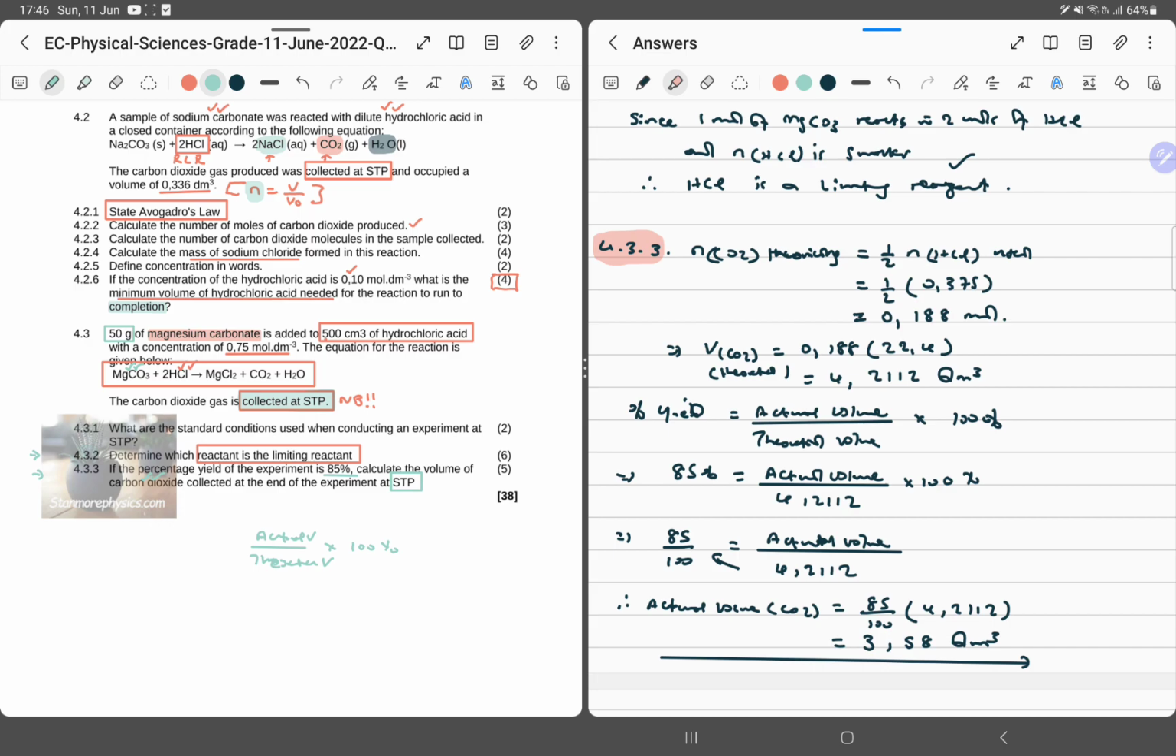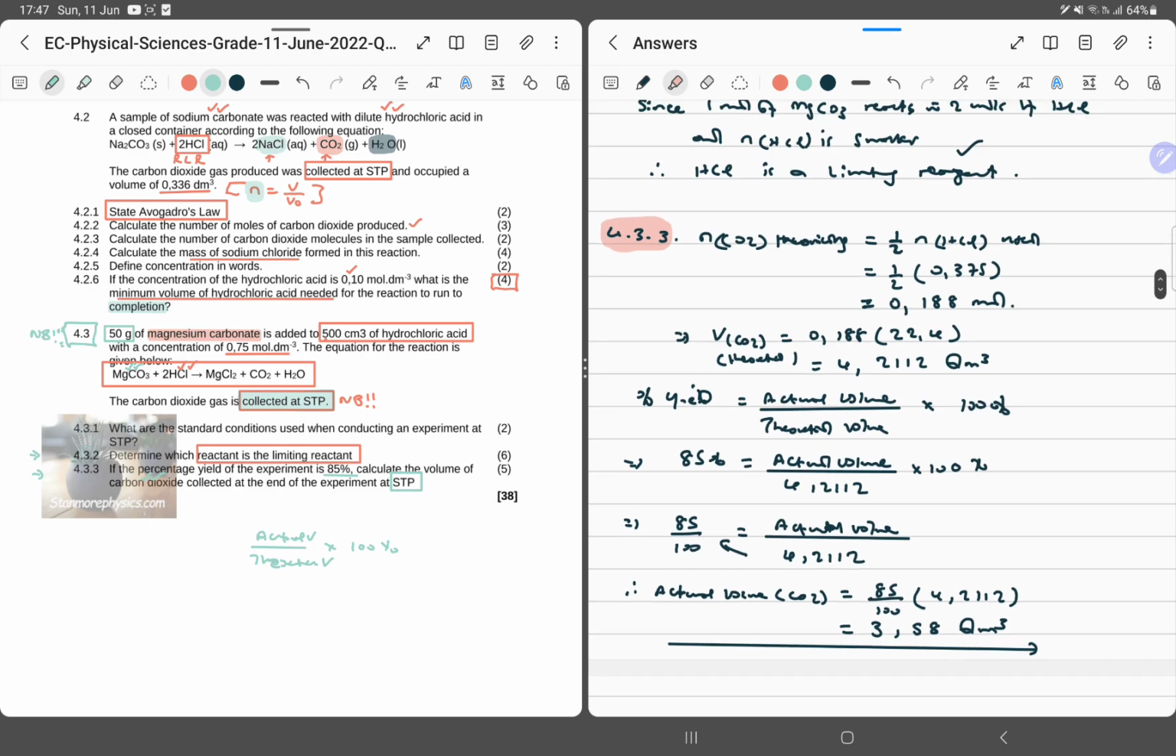For you, question 4.3, it's N and B, a nota bene. Please practice questions along these lines, where you're going to decide which one is the limiting reagent, and where you're going to calculate some percentage yield. These are the questions that are going to still haunt you in grade 12. So make sure you understand this stuff.